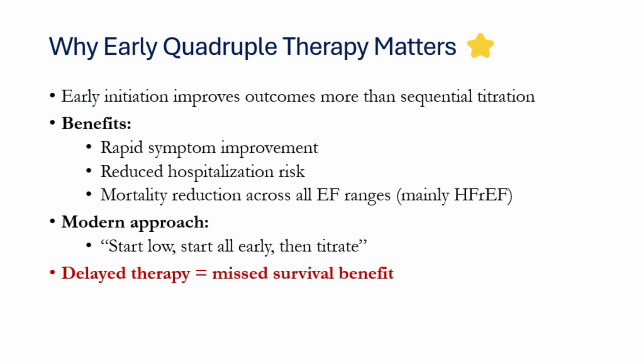Current heart failure management emphasizes early initiation of all 4 foundational therapies, rather than waiting for sequential titration over many months. Evidence demonstrates that early quadruple therapy rapidly improves symptoms, reduces hospitalization risk, and provides substantial mortality benefit. The modern approach is therefore summarized as start low, start all early, then titrate. Delayed initiation may result in missed survival benefits.